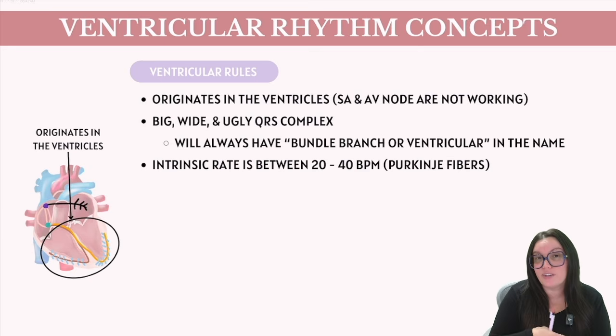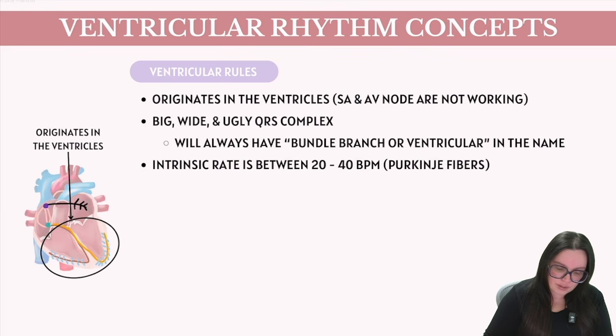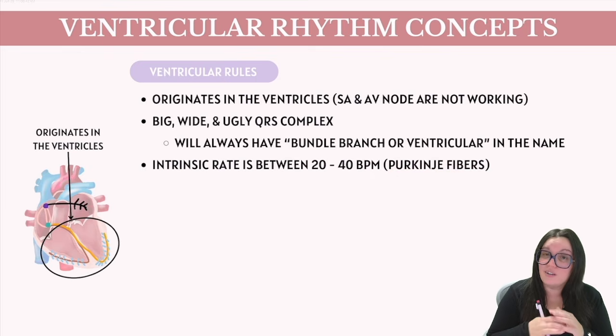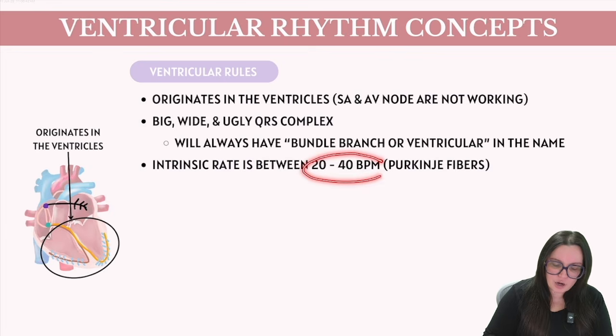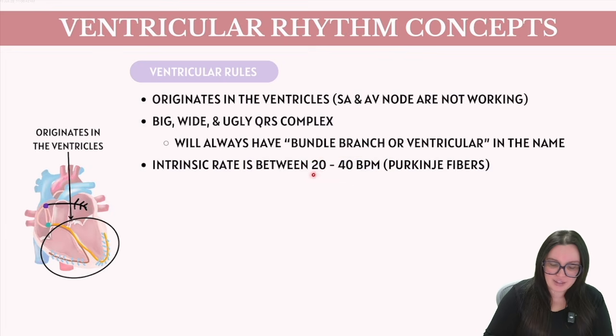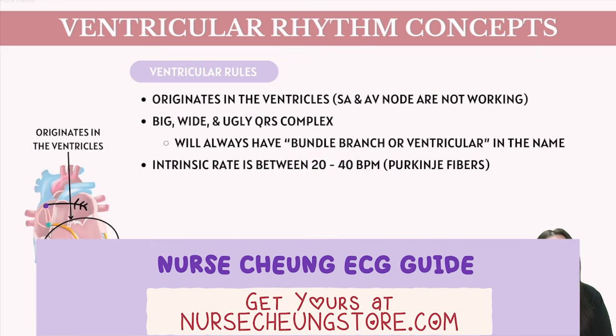And as always, that intrinsic rate is also going to be a little bit different, right? With SA node types of rhythms, we're going to see 60 to 100 beats per minute. With AV node types of rhythms, we're going to see 40 to 60 beats per minute. Well, with ventricular types of rhythms, we're going to see an intrinsic rate between 20 and 40 because they're originating from the Purkinje fibers. So these are going to be much slower rhythms. They're not going to be good for the heart, but just know it's the heart's last failsafe in order to maintain life by having this 20 to 40 beat per minute intrinsic rate.